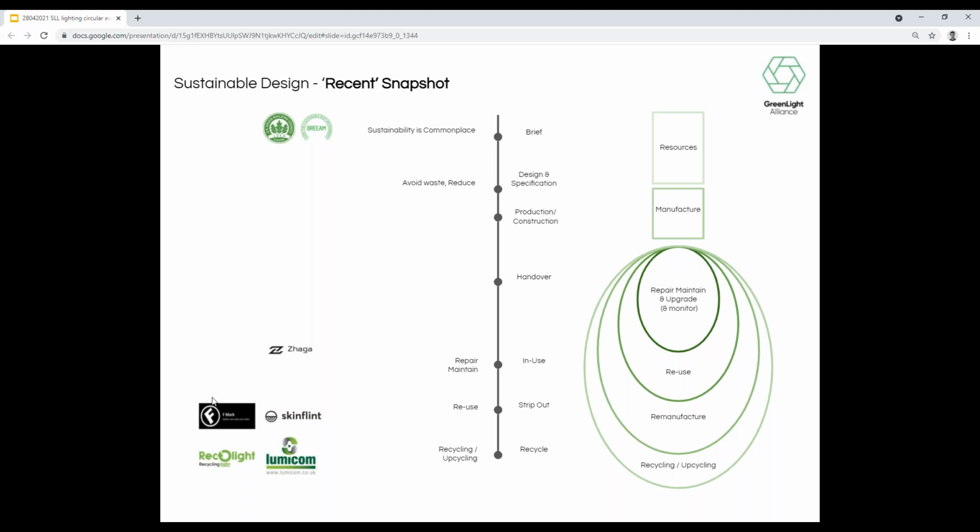They just haven't badged it as sustainability. And then companies like Skinflint, who remanufacture mid-century luminaires, and people have mentioned that there's a bit of low-hanging fruit, but they're doing it, and they're doing it well. So it's a good example for us all.